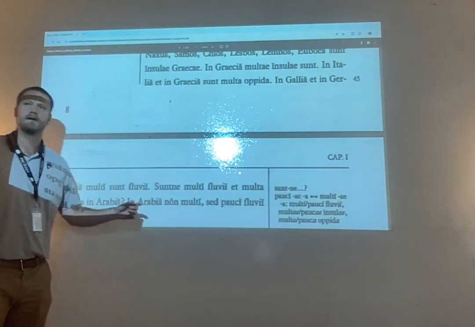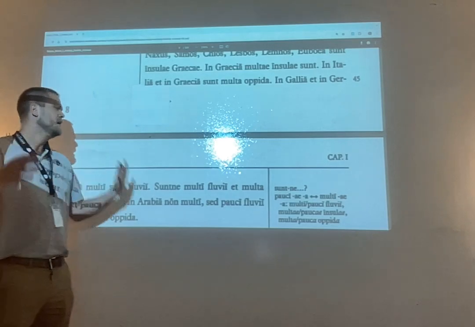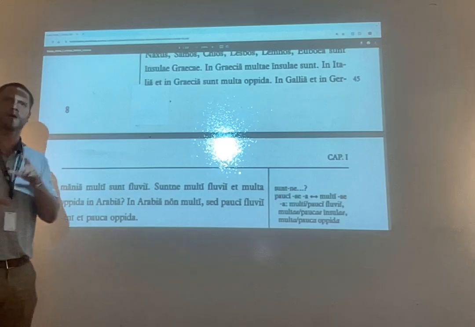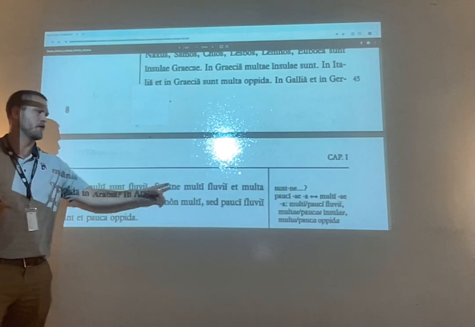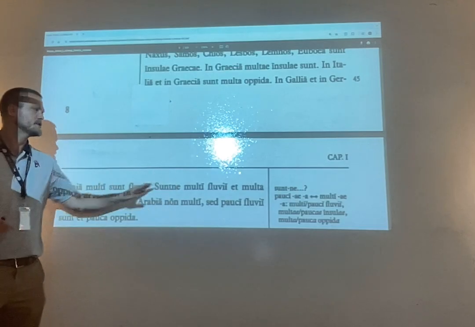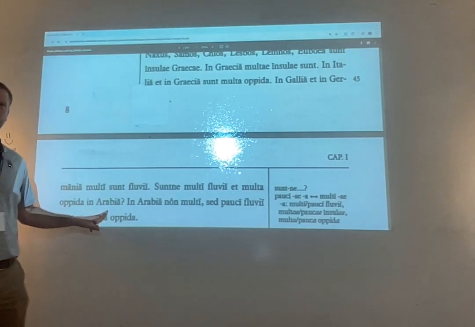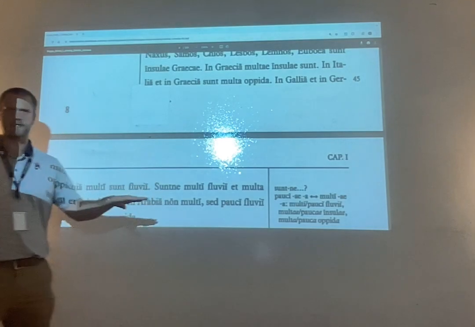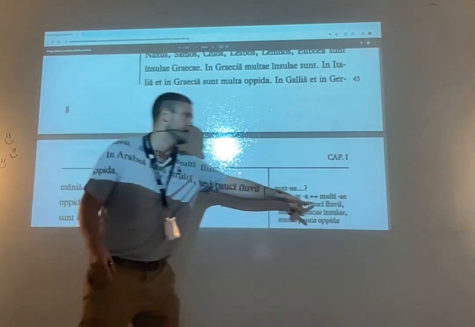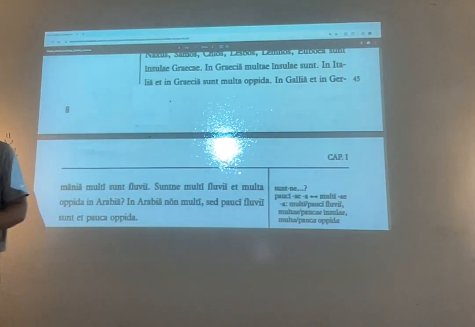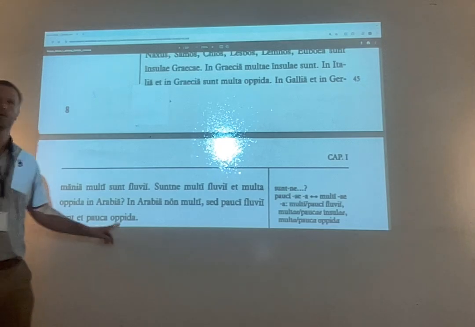So how would you pronounce that? Suntne. Yeah, just like that: Suntne multi fluvii et multa oppida in Arabia? So how would you phrase this one? You wouldn't say there are many. You would say are there? Good. So, are there many rivers and many towns in Arabia? And then here's the answer. In Arabia, non multi. There's not many, sed pauci. You guys can see that pauci is the opposite of multi. Few. Very good. A few rivers and a few towns.